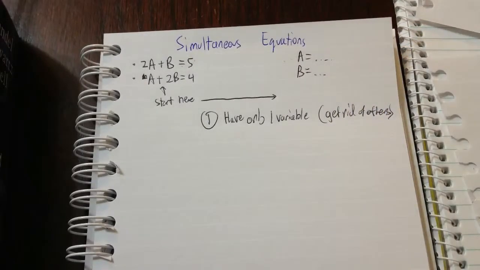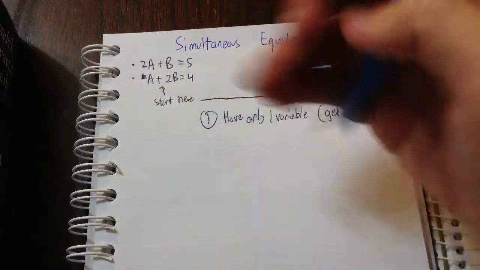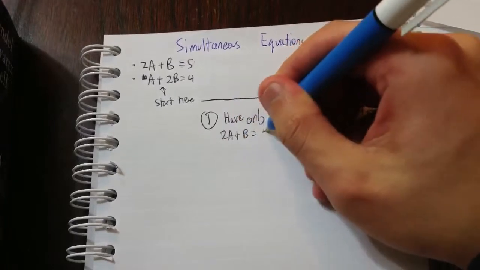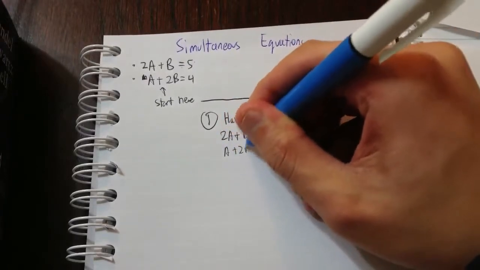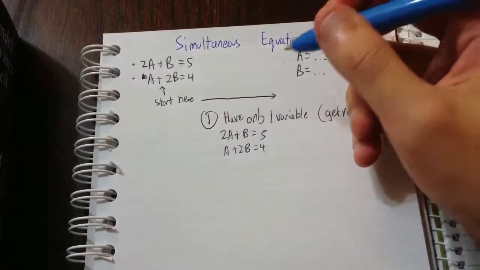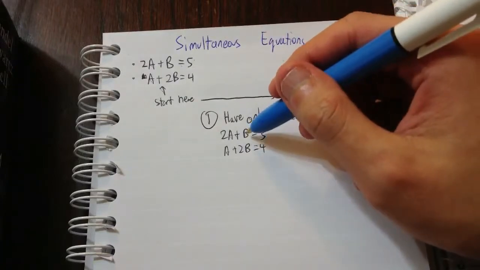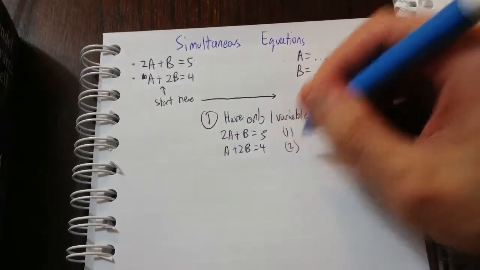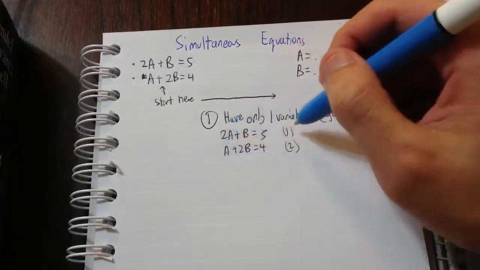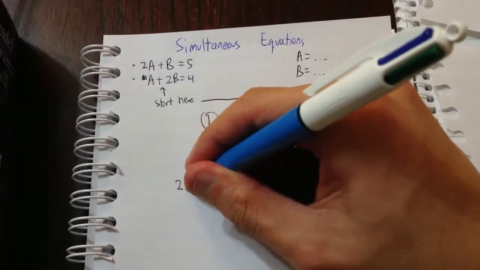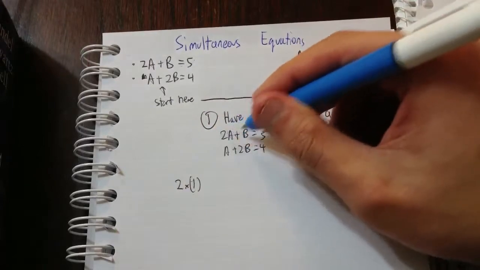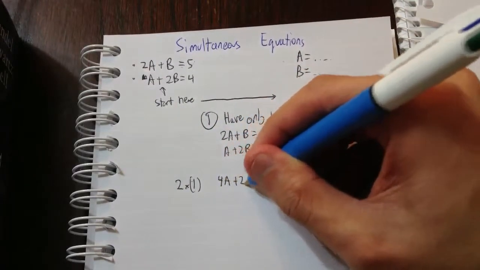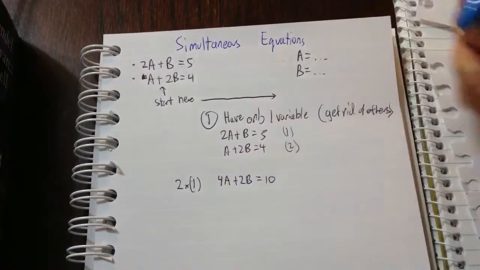So I'm just going to show you one way to do it. First we have our two equations, 2a plus b equals 5 and a plus 2b equals 4. Okay. Now I want to get rid of b. So how am I going to get rid of b? Well, I can manipulate these equations. First of all, I can do 2 times equation 1. If I know 2a plus b equals 5, then if I double it, 4a plus 2b has to equal 10.